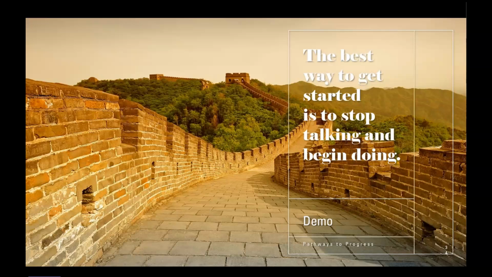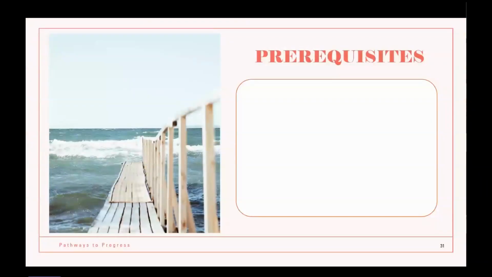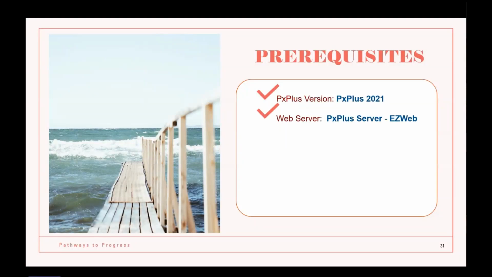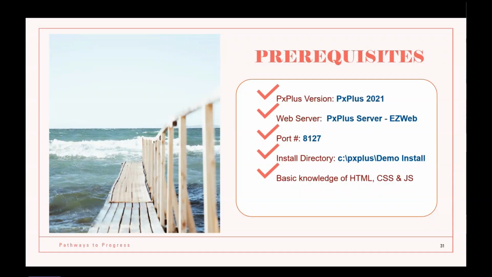Okay, so it's finally demo time, and like the slide says, the best way to get started is to stop talking and to start doing. So here we've gathered our list of requirements. We have PX Plus 2021 or later. The web server is going to be the Easy Web Server. We will install on port 8127. We've made a decision of where the install directory for the website will be installed. We have basic knowledge of HTML, CSS, and JavaScript. And finally, in preparation for the install, we've created the demo install directory.